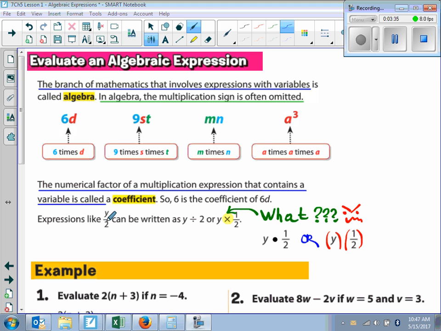Expressions like y over 2, remember that fraction bar is division, right? So that can be written as y divided by 2, or we could say y times 1/2. Okay? And don't forget, we're not going to use the x for multiplication anymore. All right. So here we have y divided by 2. Now remember that dividing by 2 is the same thing as multiplying times 1/2. That's the reason why y over 2 can be written as y times 1/2. You got it? All right.